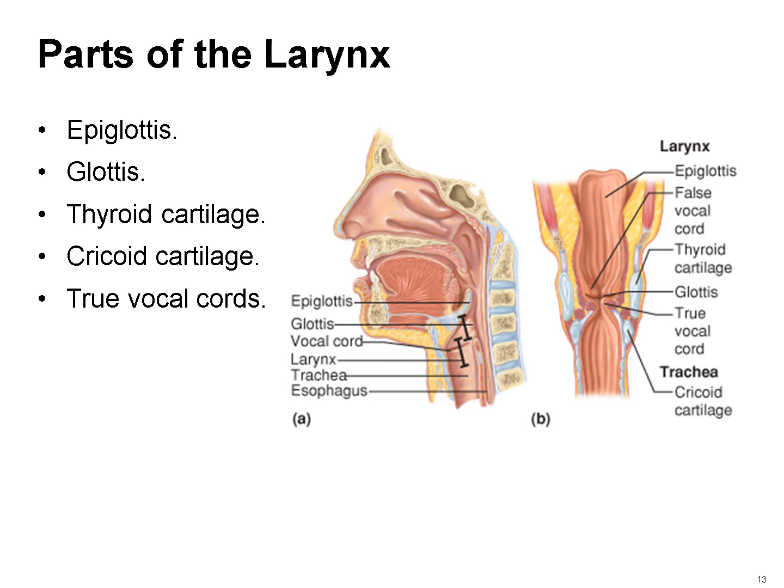The thyroid cartilage forms the prominent structure known as the Adam's apple, visible in the neck. The cricoid cartilage serves as a connection between the larynx and the trachea, providing structural support. The true vocal cords are responsible for sound production. They vibrate as air passes through, creating the sounds we use for speech.